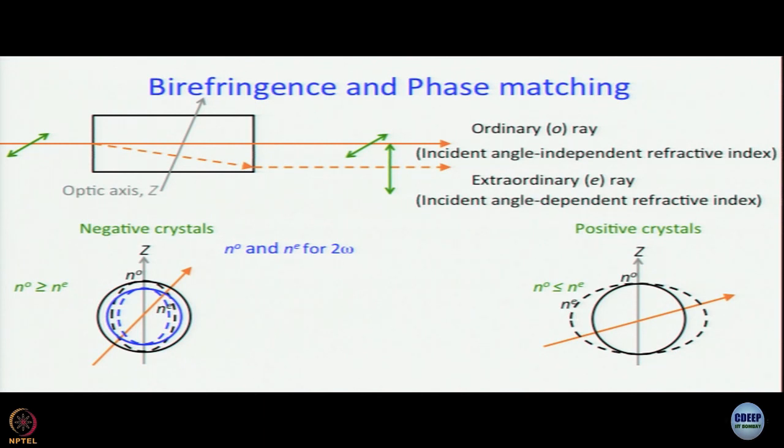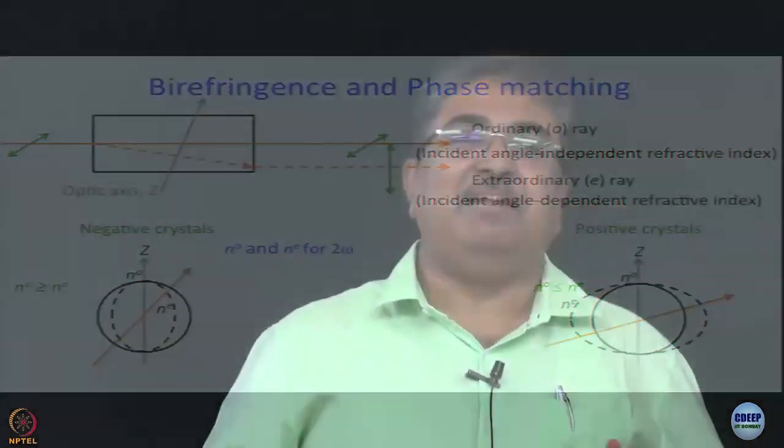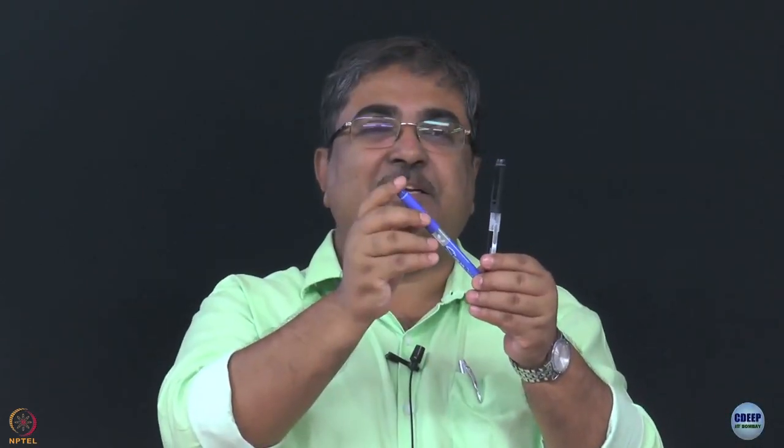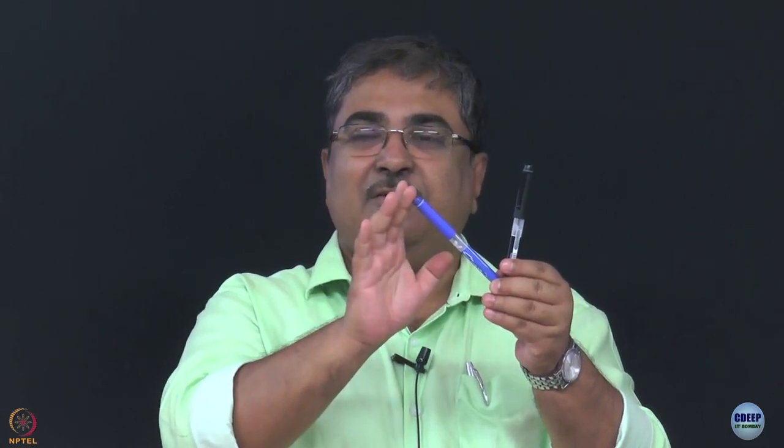Okay, understood? Let us go through this quickly once again. Have you understood the circle and ellipse business? For NO, the polar plot is a circle because the refractive index does not depend on theta. The polar plot means for this theta, the tip of this pen will be at the value of n.